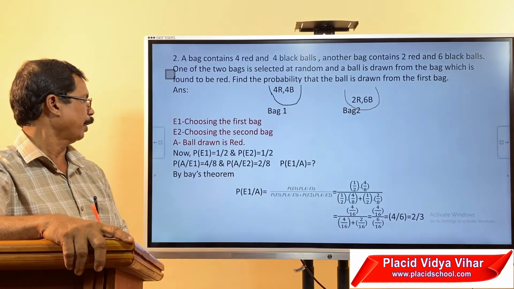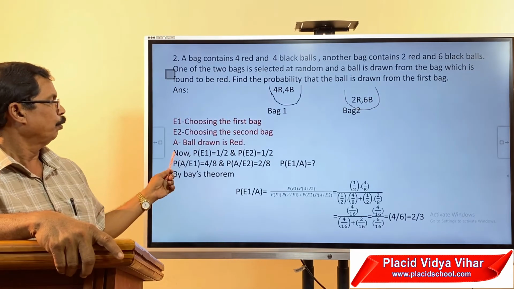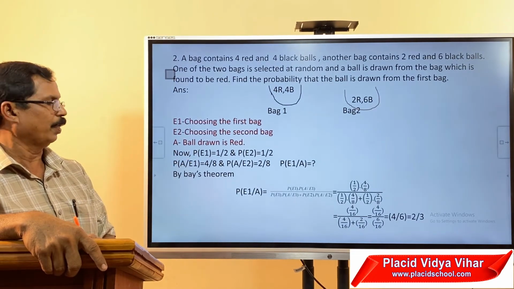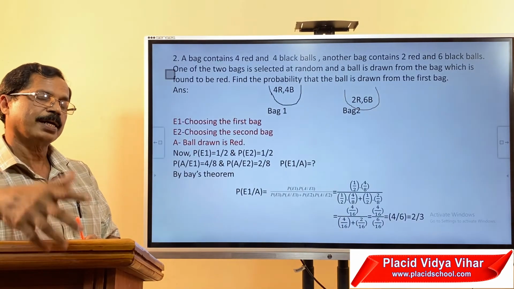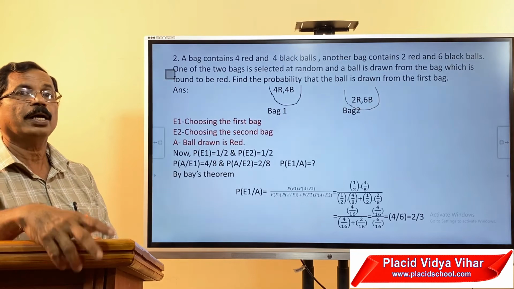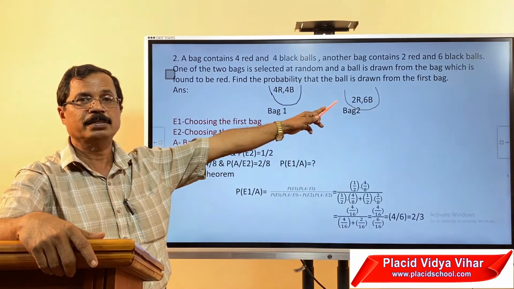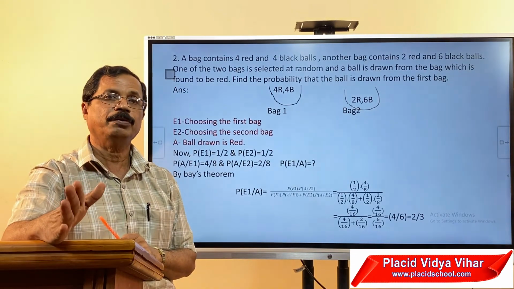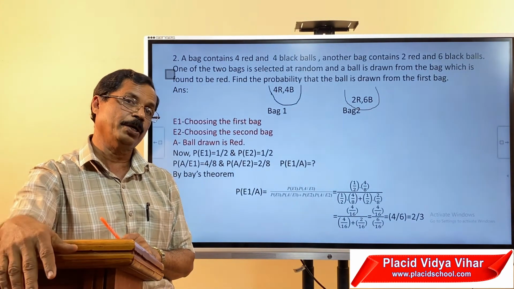A ball is red. Now you write the different probabilities. What is the probability of E1, that is choosing the first bag, or choosing the second bag, that is the probability of E2? They are equal since there are only 2 bags. The probability of getting 1 bag is 1 by 2. So the probability of E1 is equal to the probability of E2, which is equal to 1 by 2.